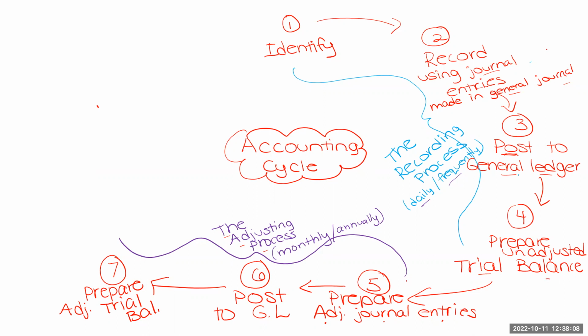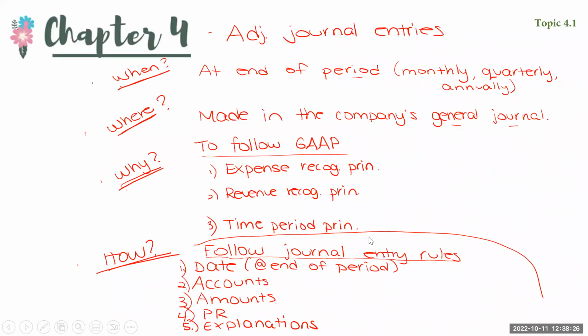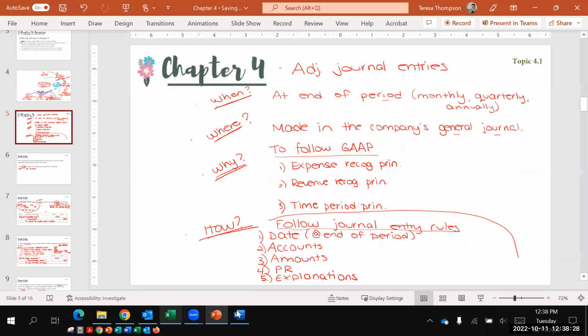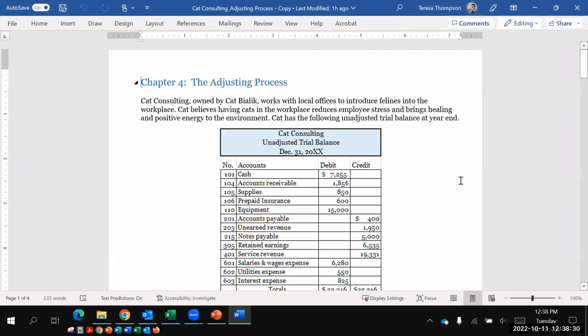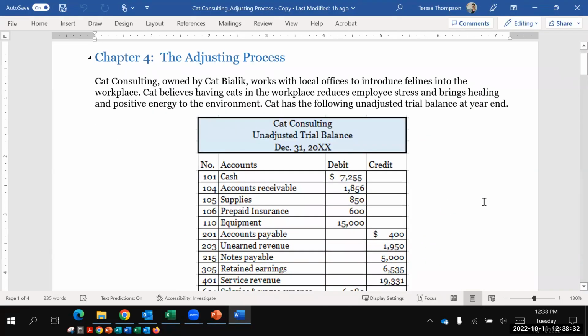Okay, so we covered those journal entries, adjusting journal entries. Now we're going to review them with the next exercise, as well as illustrate the posting and finally preparing that adjusted trial balance. So go ahead and download that example I have for you, which is Ch4 Consulting Company. I'll pull up my copy here as well. So we're going to work through the adjusting process with this example.